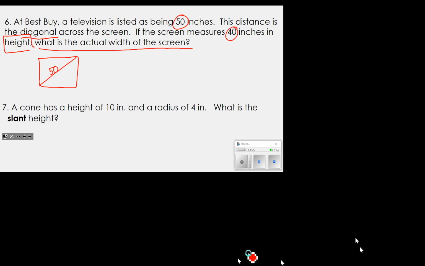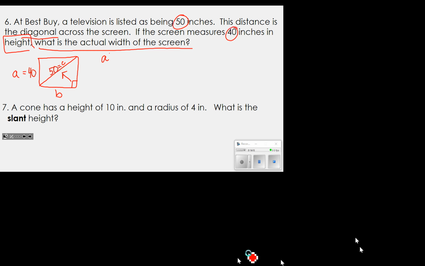And now we see our right triangle. So I'm going to draw our arrow, and label it C. There it is. So that is C. And then it says that the screen measures 40 inches in height. So this is going to be 40. I'm going to label that as A. And then we're actually looking for B. That'll be the width of the screen.